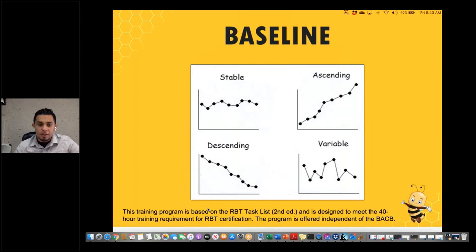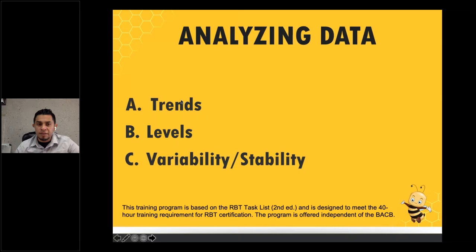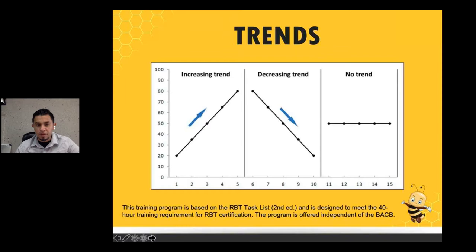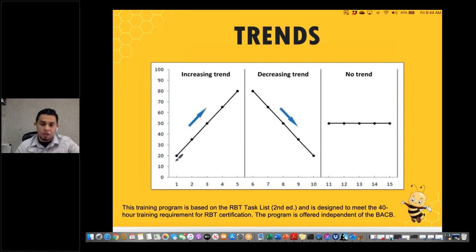Okay, so moving on to the next thing here, analyzing data. Some of the things we look for when we're analyzing data is we look at trends, we look at levels, and we look at, once again, variability and stability. So here are the trends. In trends, we're basically seeing whether the behavior is, once again, going up, in that direction, you see a little arrow there, or going down. Okay, and sometimes we have no trend. So it's basically a flat line there in the middle.